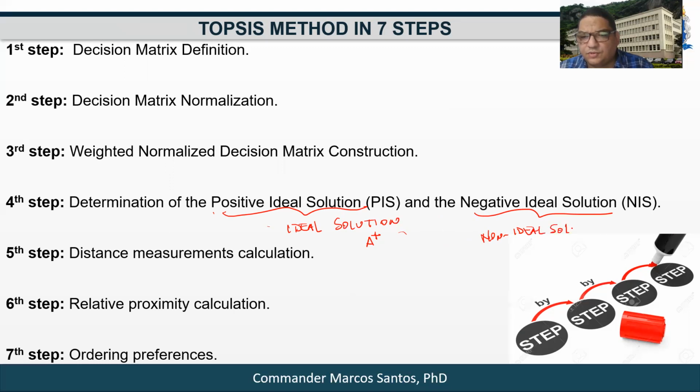No ideal solution. Same meaning. Next step, distance measurements calculation. Next, relative proximity calculation. And at last, ordering preference.